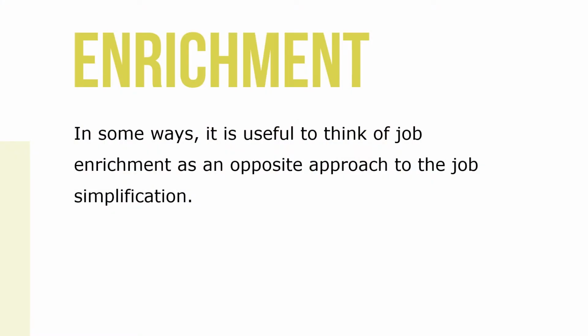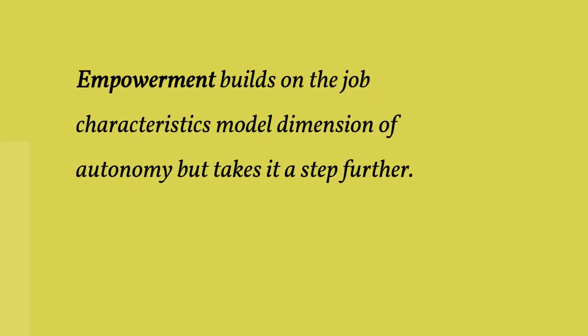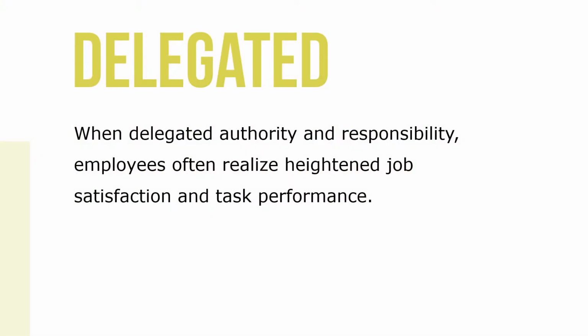In some ways, it's useful to think of job enrichment as an opposite approach to job simplification. As job simplification removes the most cerebral or higher level aspects of work and allocates them to managers and supervisors, job enrichment, also called job empowerment or delegation, entrusts higher level tasks and responsibilities to employees. Empowerment builds on the job characteristics model dimension of autonomy, but takes it a step further by permitting employees to not only have input in how to carry out their tasks, but also autonomy to modify the job itself. When delegated authority and responsibility, employees often realize heightened job satisfaction and task performance.